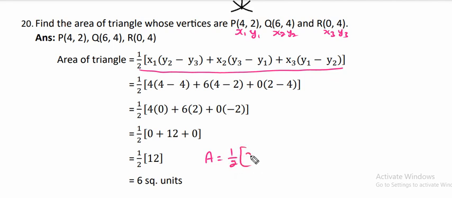First you write half, and then x1 into y2 minus y3 plus x2 into y3 minus y1 plus x3 into y1 minus y2. So this is the easy method to write the formula of the area of a triangle of the coordinates.